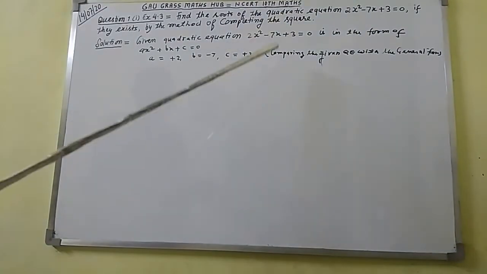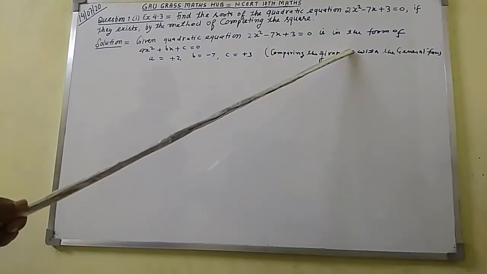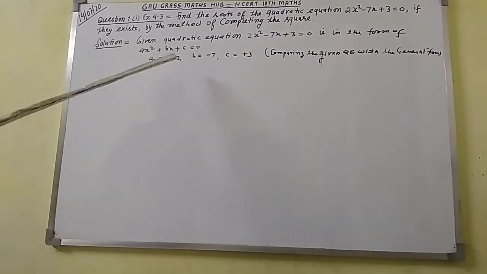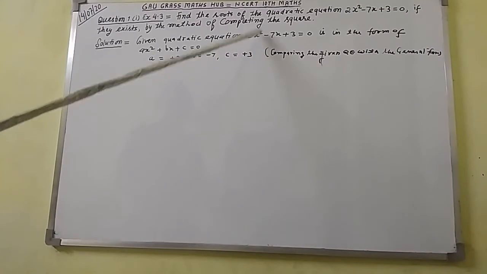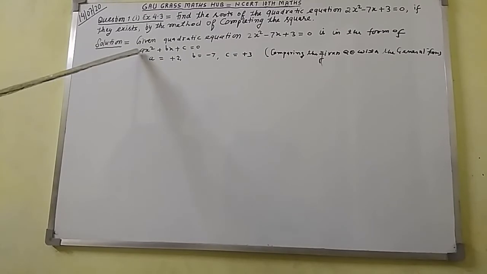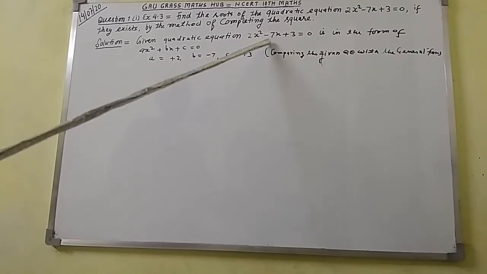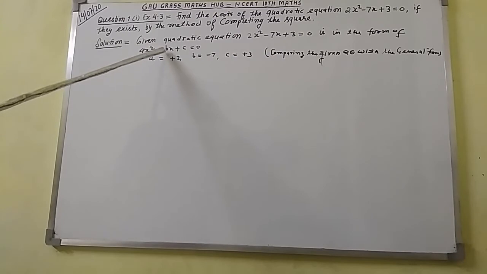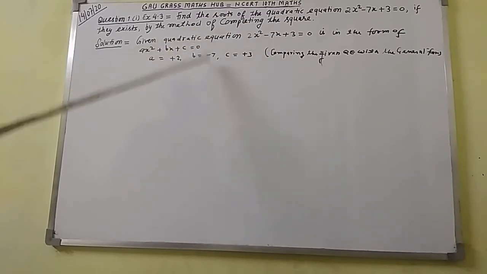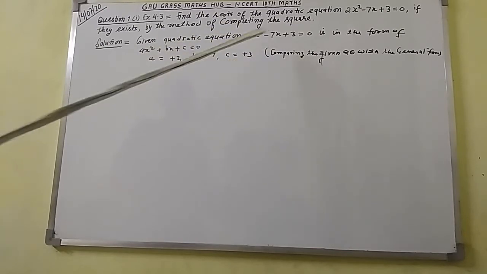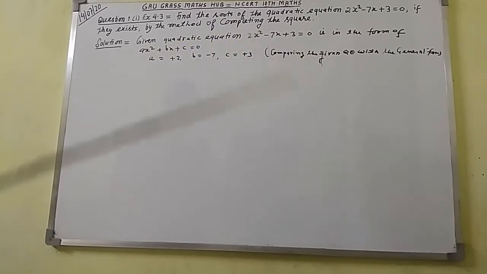Here I have written comparing the given QE is this one, with general form is this one. So here you will get coefficient of x square, here you have got plus 2. Here coefficient of x square is a. So here I have written a equal to plus 2. Here you can see coefficient of x is minus 7. Here coefficient of x is b. So here I have written b equal to minus 7. Here constant term is c. Here constant term is 3. So here I have written c equal to plus 3.